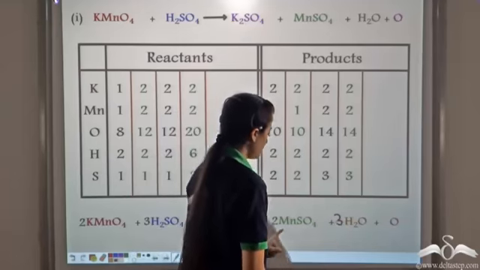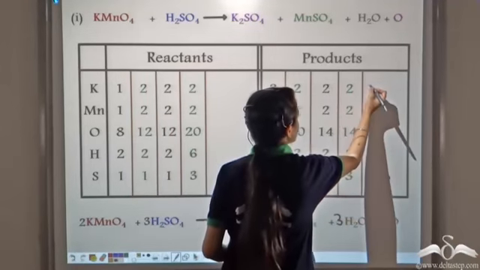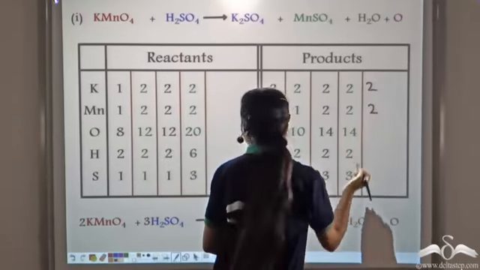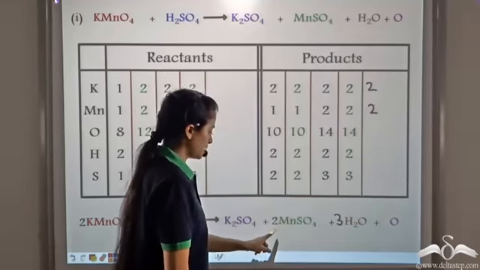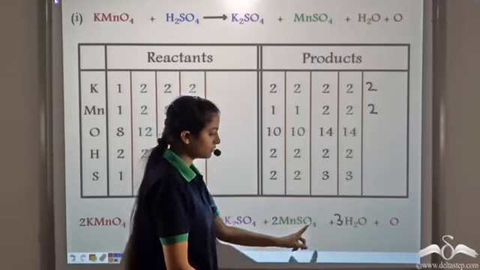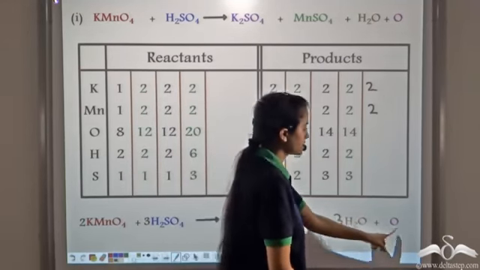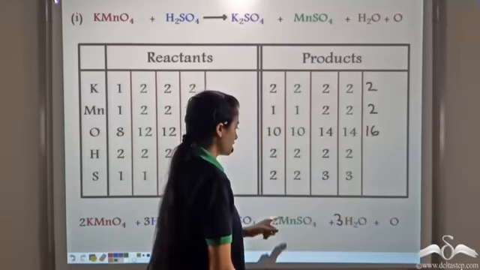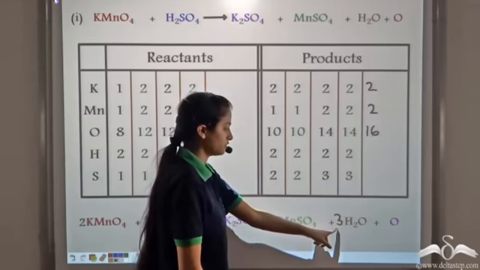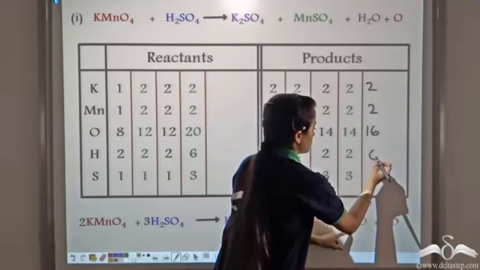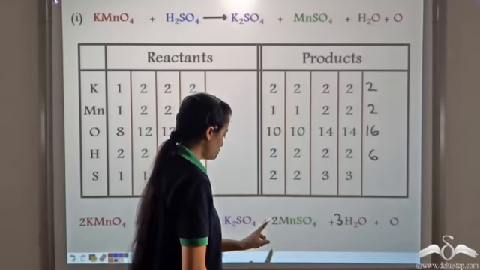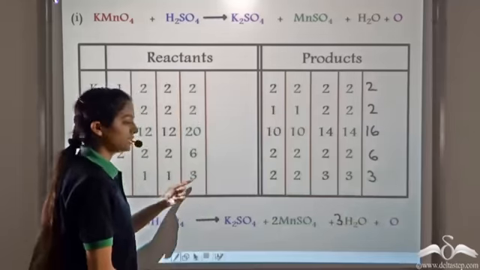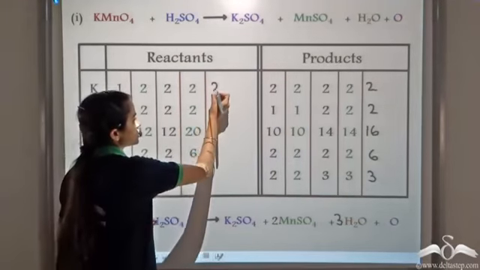So when we make this 3, we get 2 atoms of potassium, 2 atoms of manganese, then we have 4 2s are 8, plus 4 12, plus 3 15, plus 1 16 atoms of oxygen. Then we have hydrogen. So we have 3 2s are 6 atoms of hydrogen, and we have 2 plus 1, 3 atoms of sulfur. We have not made any change on the reactant side, so this remains the same.